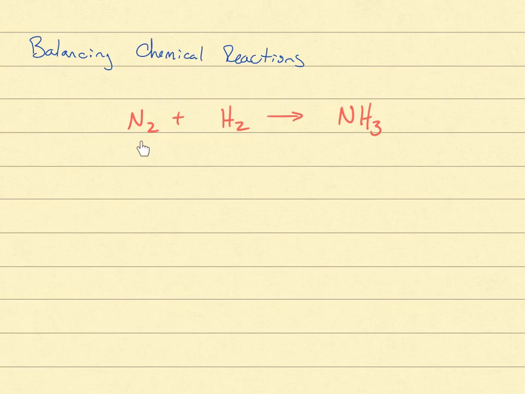If you took N2 and reacted it with H2 and you got NH3, what jumped out at people right away is that I have two nitrogens on the left, but only one on the right of the arrow. Furthermore, I have two hydrogens on the left and three on the right. It appears as though I created some atoms and lost some atoms, and in fact, that's impossible.